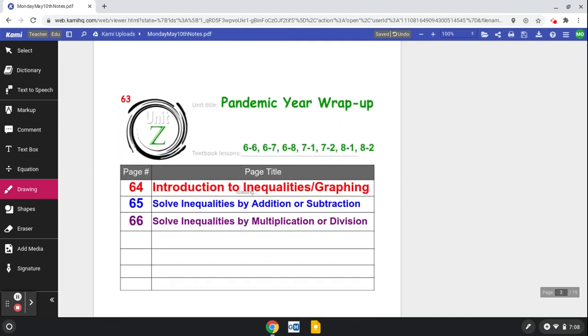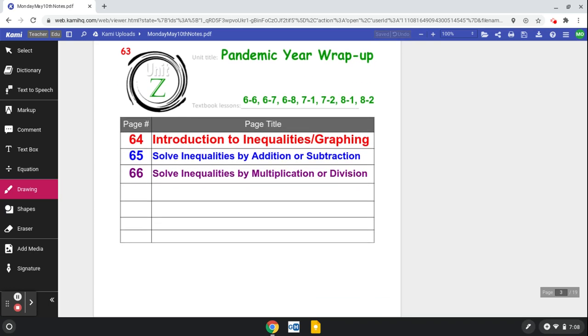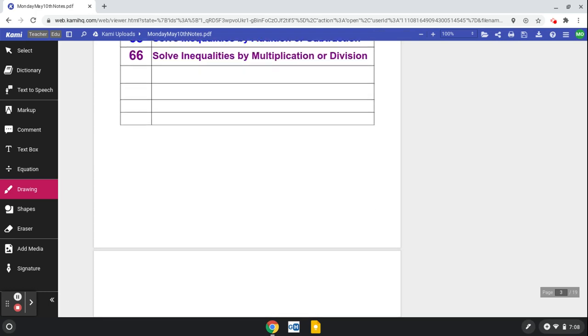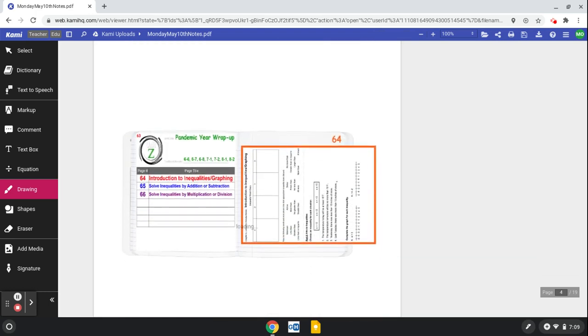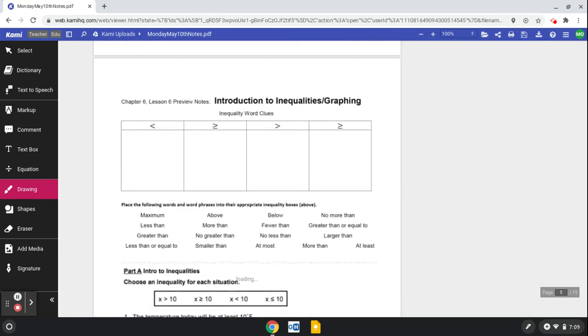This is part of our last unit, trying to wrap up the rest of our pandemic year. You're going to have 3 pages of notes today that we're going to go through. It might seem like a lot, but some of it is review, and some of it will go easy. Your first one is the first page you glue in.